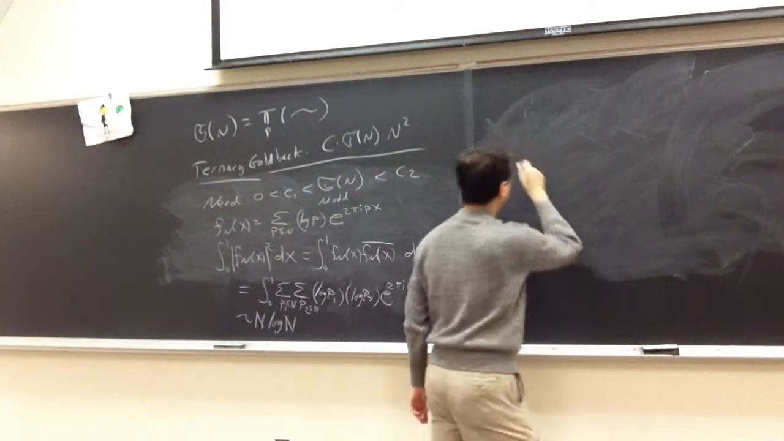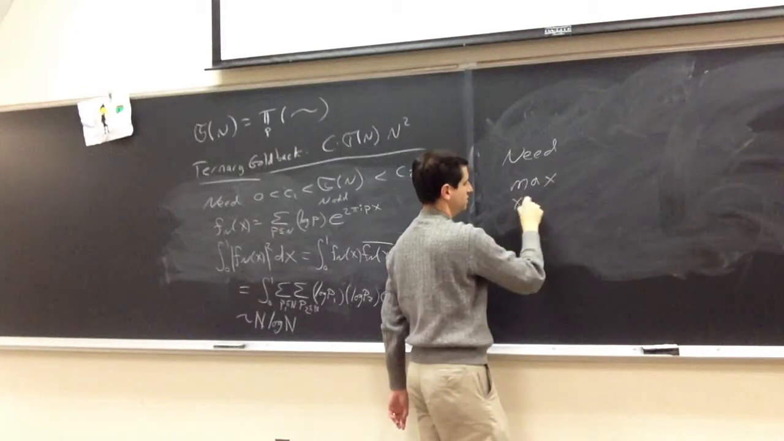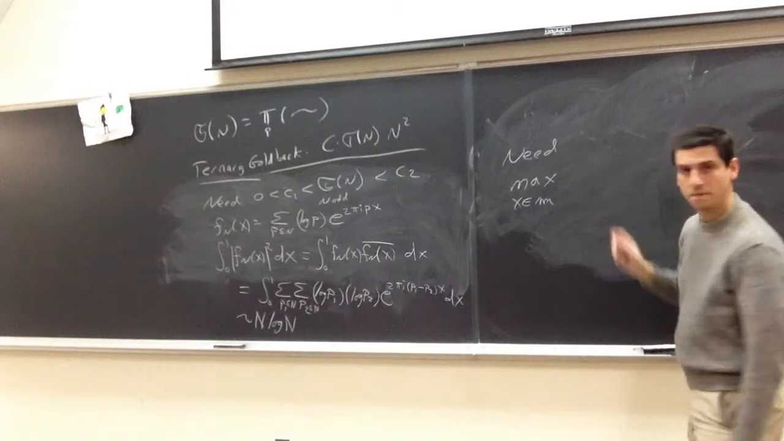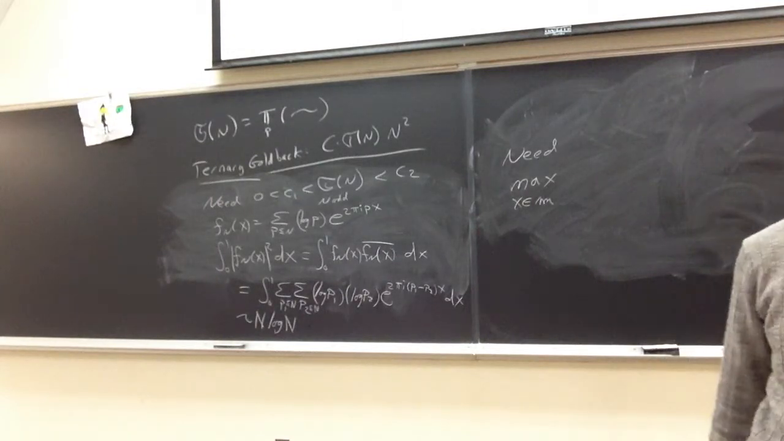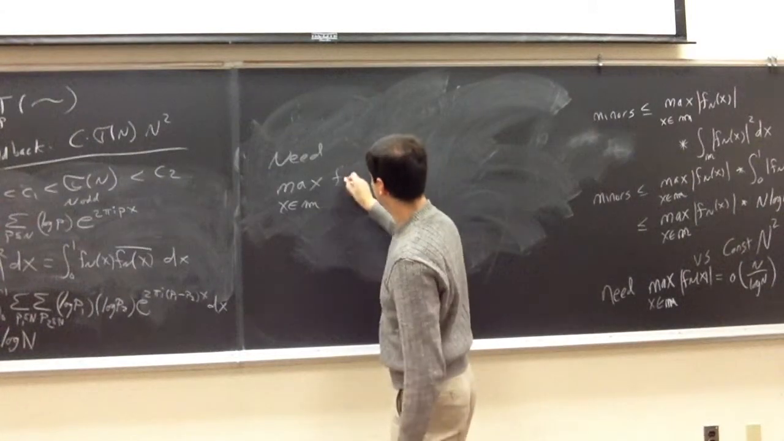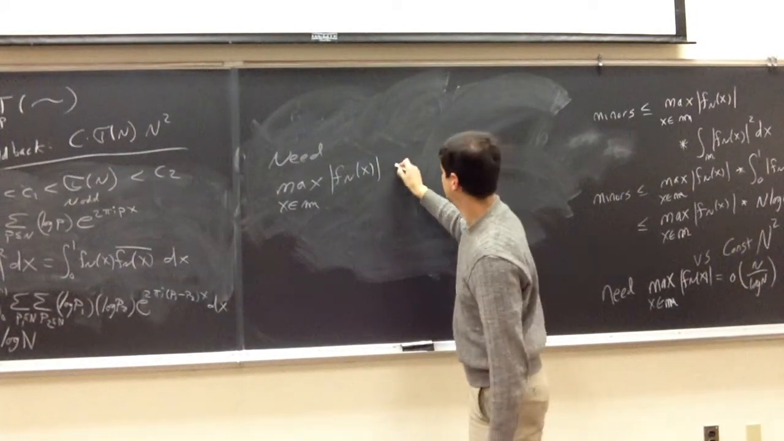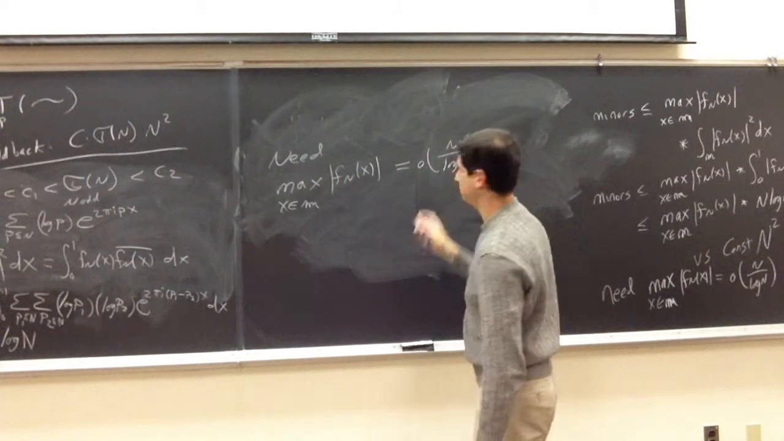So we need the maximum of fn of x in the minor arcs. Oh, this is what the major arcs gave: a constant times n squared. So if we're going to win, the only way we can win is if the minor arcs contribute less. So we need fn of x on the minor arcs to be equal to little o of n over log n.